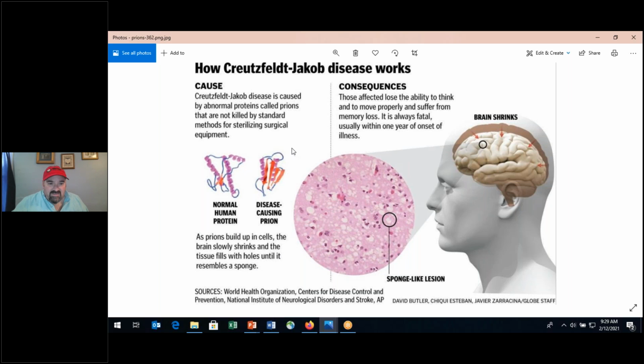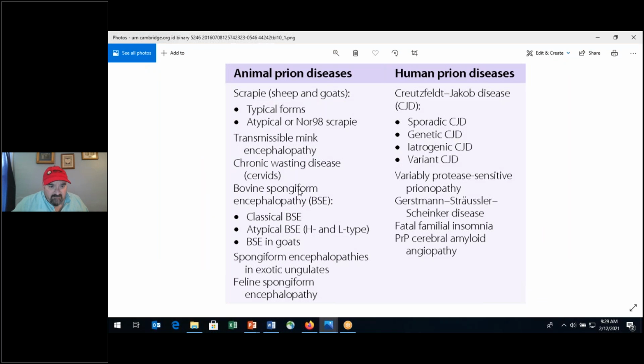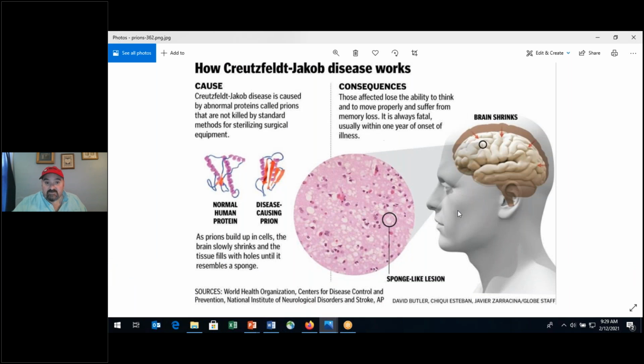And so this is like the term we saw over here, spongiform encephalopathy. This is the change that's taking place within the brain of the cow as a result of these pathogenic proteins. Patients lose the ability to think, to move properly, and suffer from memory loss. Always fatal, usually within 1 year of onset of illness. It can be longer, and it can be shorter.